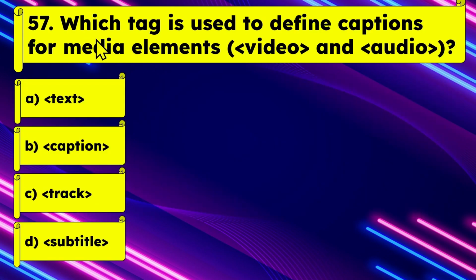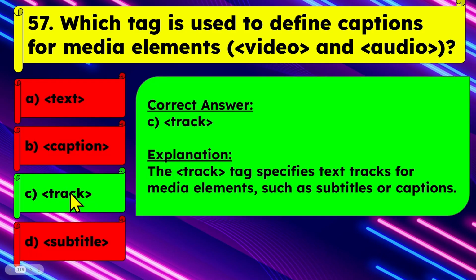Our next question is, which tag is used to define captions for media elements, means video and audio? It is talking about how to define captions for media elements. So we have our four options. Option A text, option B caption, option C track, and option D subtitle. So here the correct answer is option C, track. So the track specifies text tracks for media elements such as subtitles or captions.